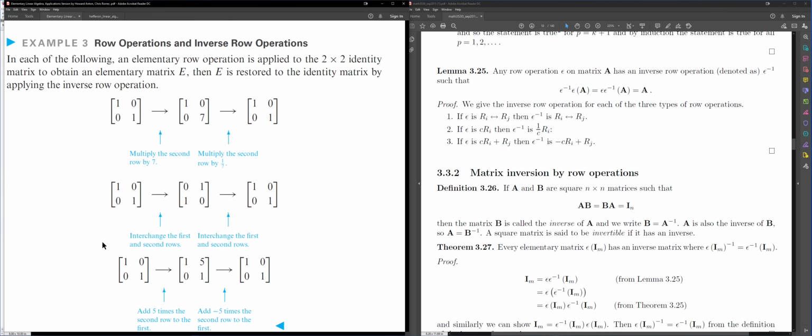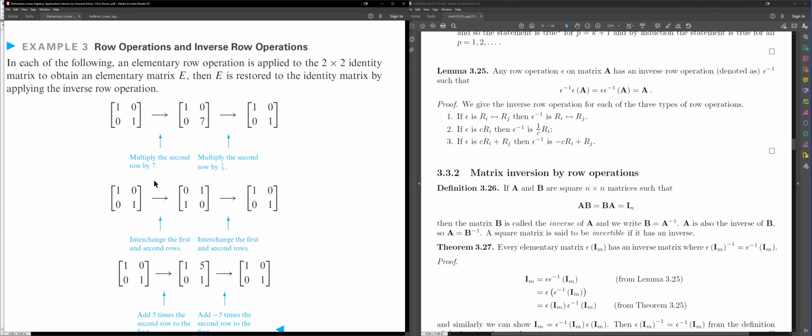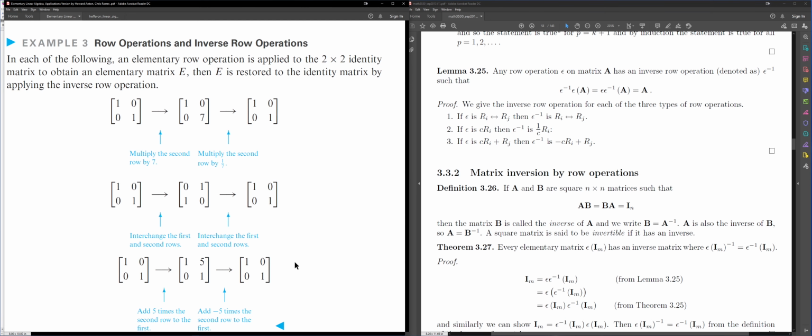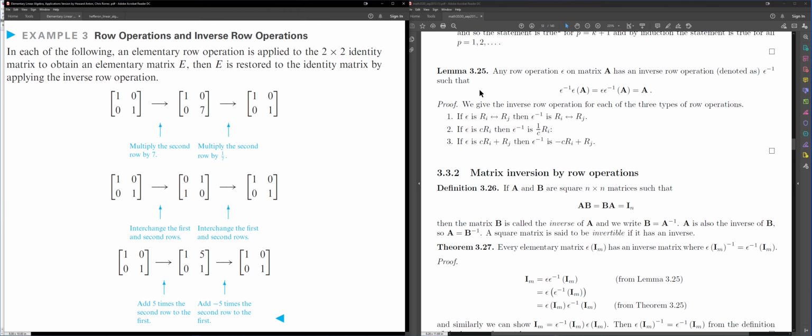Right, so let's see a couple of examples of the inverse row operations. This notation here is a little different from what I have, but it's the same idea. So this is a matrix over here. What I did, going from here to here, is multiply row 2 by 7, using the row operation 7 times row 2.